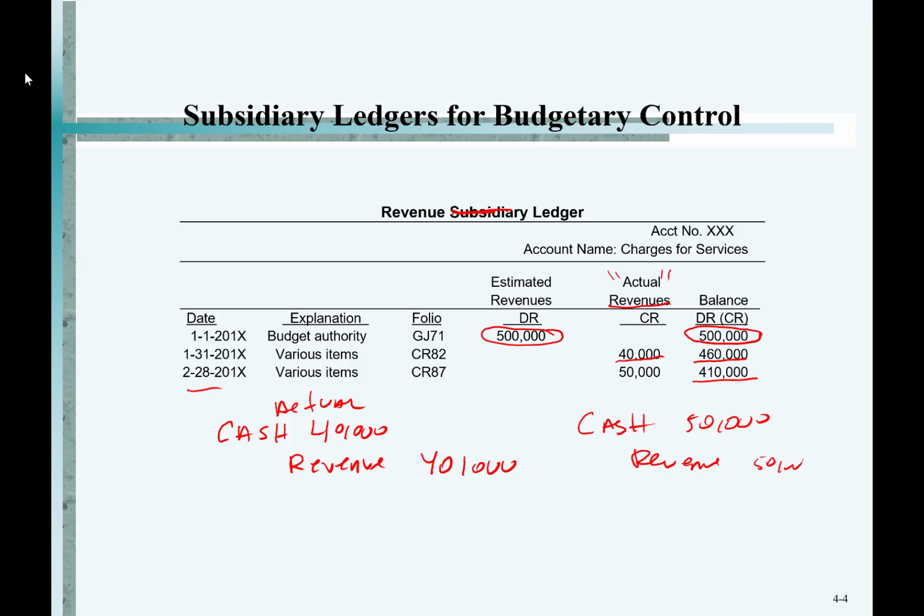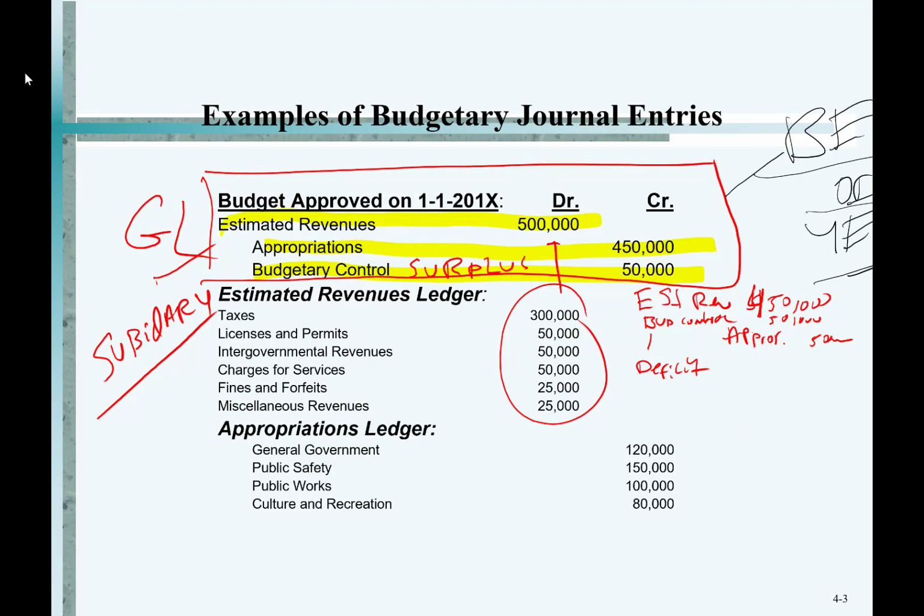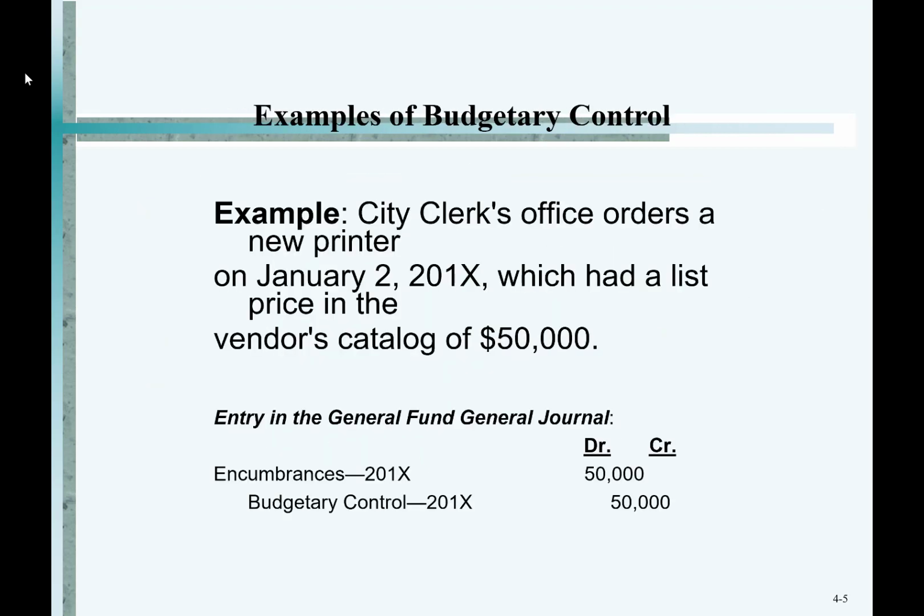Okay, good. Now we also did what? We credited appropriation, and appropriation was sort of like our estimated expenditures, wasn't it? So we're crediting expenditures. Why? Because we're going to have our actual expenditures and our encumbrances be debits, and they will balance off against the credit to appropriation.